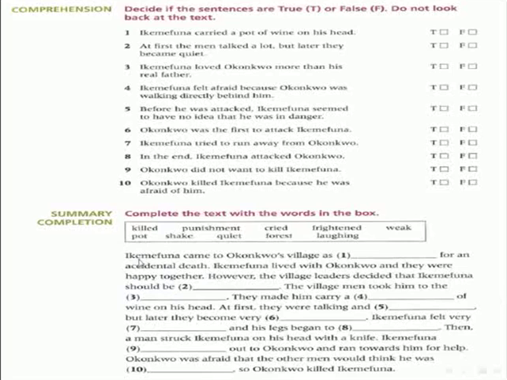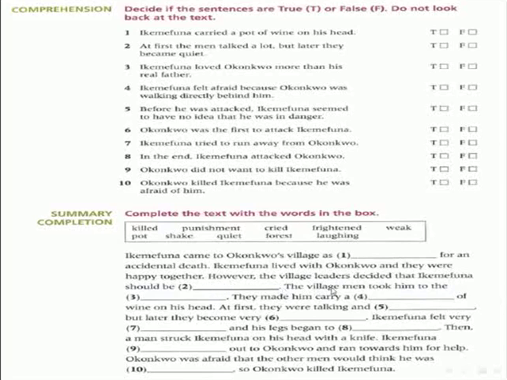Right, let me read now. Ikumfuna came to Okonko's village as punishment for an accidental death. Ikumfuna lived with Okonko and they were happy together. However, the village leaders decided that Ikumfuna should be killed.